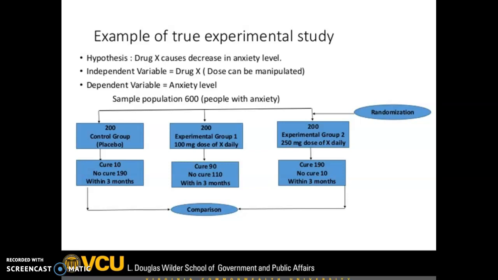In the experimental group number 1, 90 of the participants see a decrease in their anxiety level within 3 months of starting the drug regimen. In the experimental group number 2, 190 of the participants see an improvement. And in the control group, only 10 participants report a decrease in their anxiety level. We can conclude that 250 milligrams of medicine X is an effective drug regimen for people suffering from anxiety.